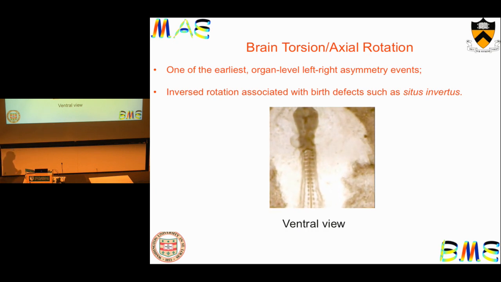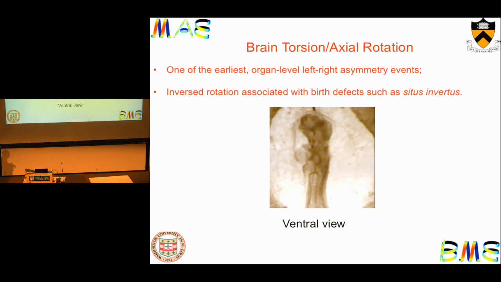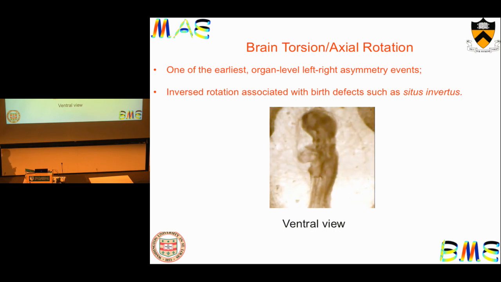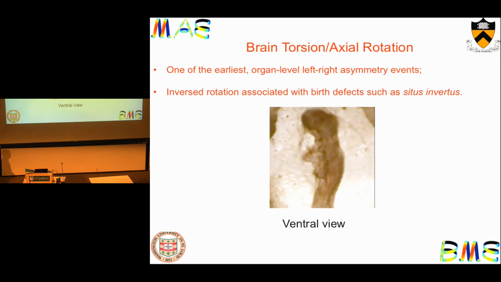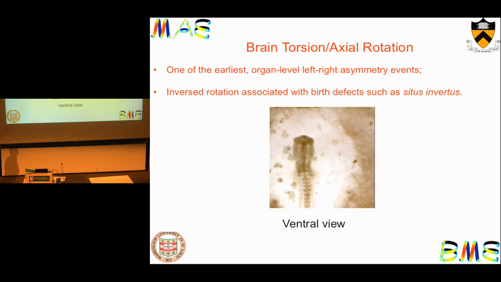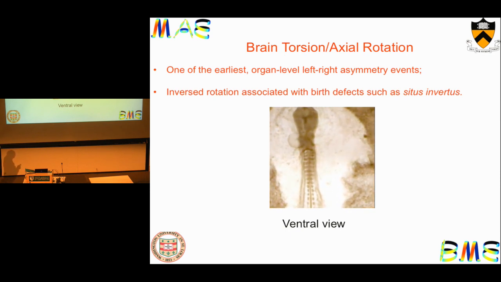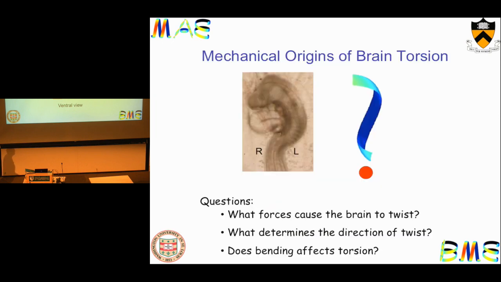This is one of the earliest organ-level left-right asymmetry events in development. And it's known that inverse rotation can be associated with birth defects like situs inversus, when the internal organs are in the mirror image positions of the normal ones. This process is also termed axial rotation. If we look at it from the ventral side, it eventually becomes a question mark.